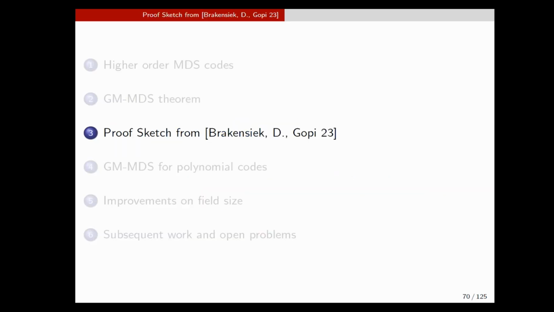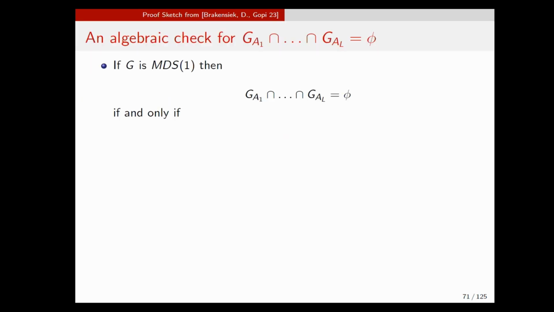Okay. Initially I was intending to prove this GM-MDS theorem, but I think that will take too long. So what we'll do instead is give an algebraic characterization of what it means to be MDSL, and just assume the GM-MDS theorem is true and then talk about other things. So what we first need is an algebraic way to state when GA1 intersection GA2 intersection and so on up to GAL is empty. So let's try to do that.